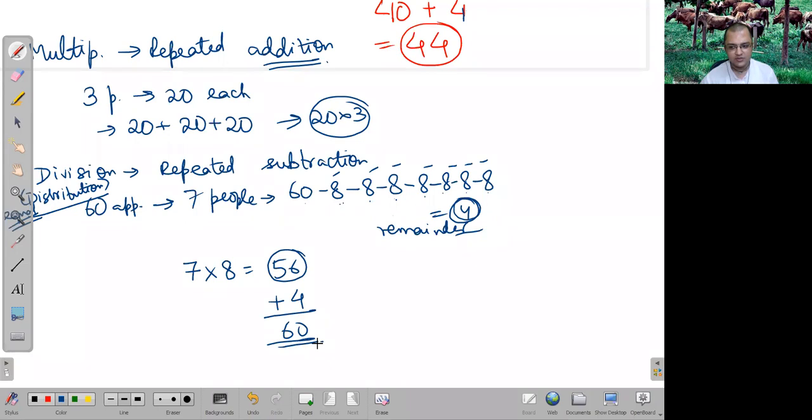Understood this? So multiplication is repeated addition, division is repeated subtraction. That's all. Now I understand.